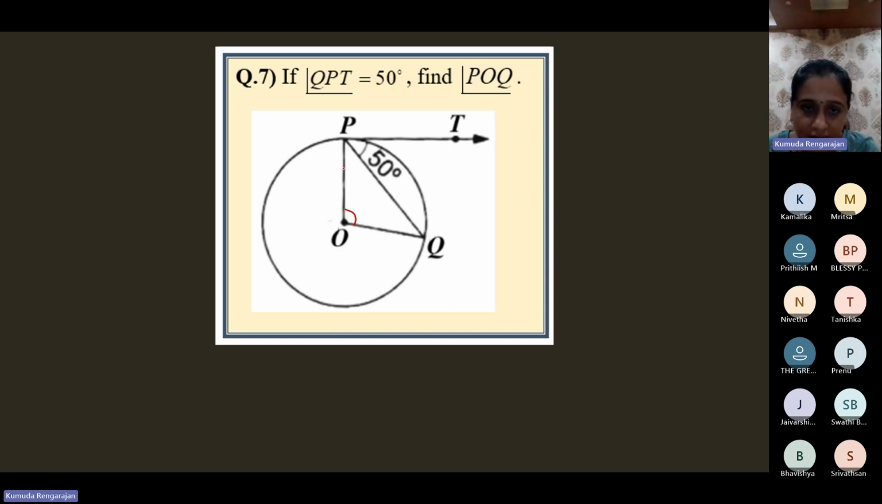Because radius, tangent, 90 degrees. This is 50, so this will be 40. This is an isosceles triangle. These two sides are equal. So this also will be 40. 40 plus 40, 80. 180 minus 80, 100. 90 minus 50, 40, 40, 100. Angle sum property in a triangle.